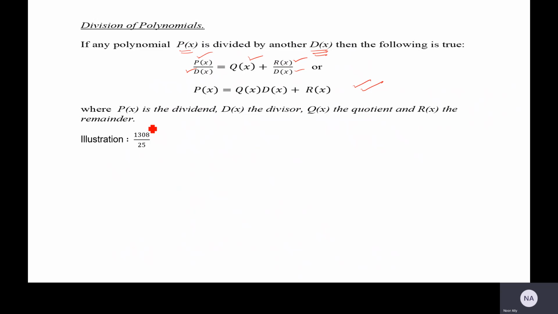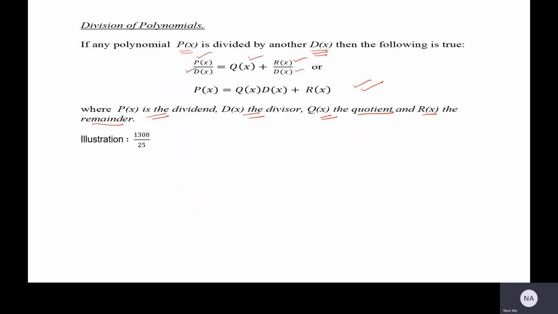Now, these are terms that you've come across way back in your schooling career, even before you started algebra. p of x is the dividend, d of x is the divisor, q of x the quotient, r of x the remainder. Now, let's put this together. Let's go back in time, primary school.